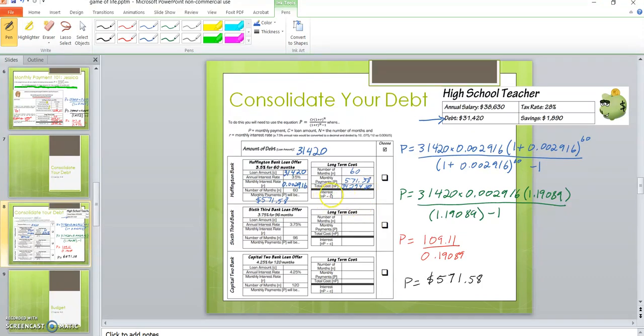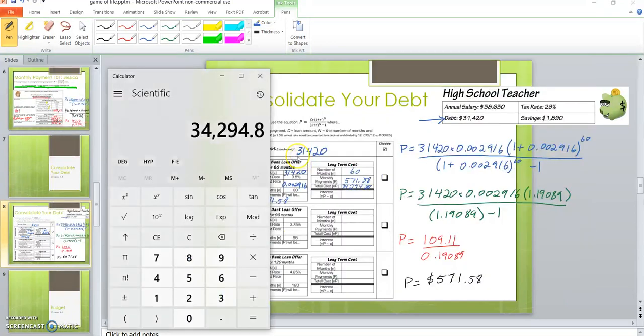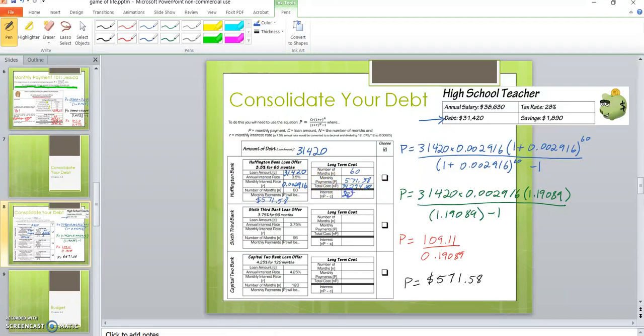Now for the final question on the interest, it's the total cost minus the original loan amount. So I get to subtract 31,420, and my interest is $2,874.80.